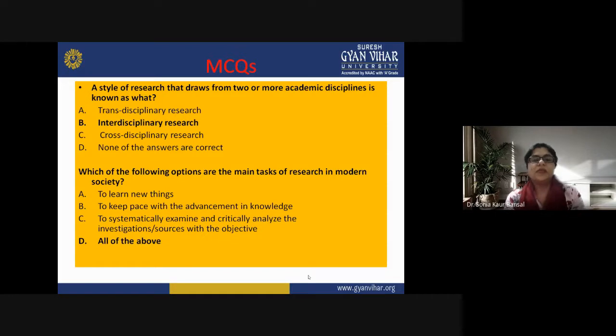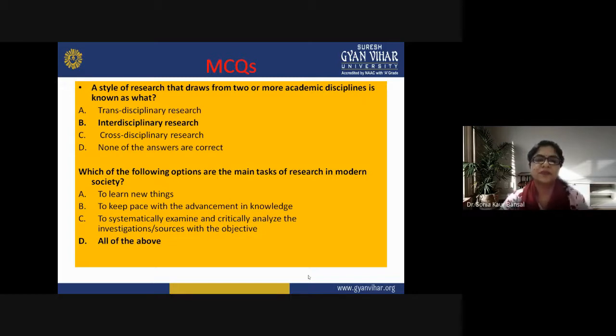Now, next is: a style of research that draws from two or more academic disciplines is known as what? Transdisciplinary research, interdisciplinary research, cross-disciplinary research, none of the answers are correct. So the correct answer is that a style of research that draws from two or more academic disciplines is known as interdisciplinary research.